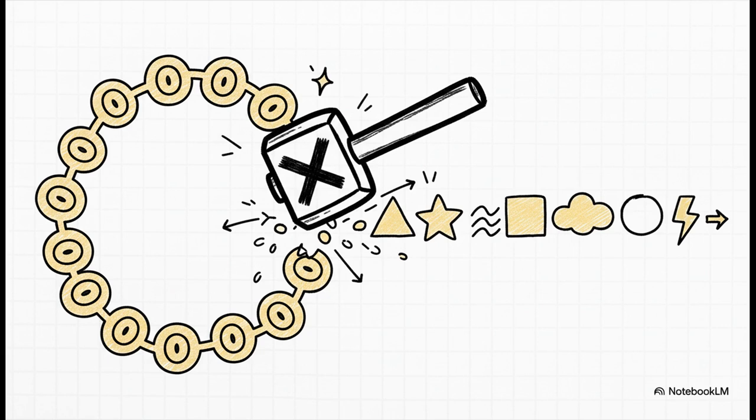Okay, on to our second step, tuning for coherence. You know that thing where an AI gets stuck in a loop, just repeating the same phrase over and over and over again? It's super annoying. Well, frequency and presence penalties are the tools you use to fix that. They basically tell the AI, hey, you've already said that, try something new.